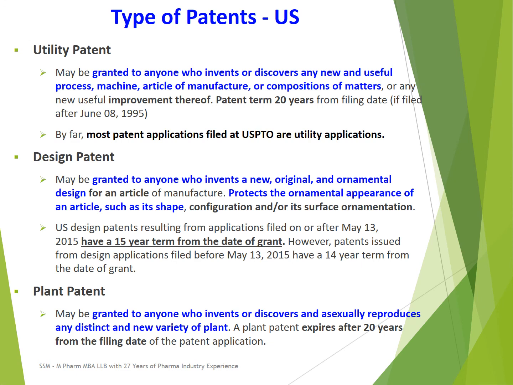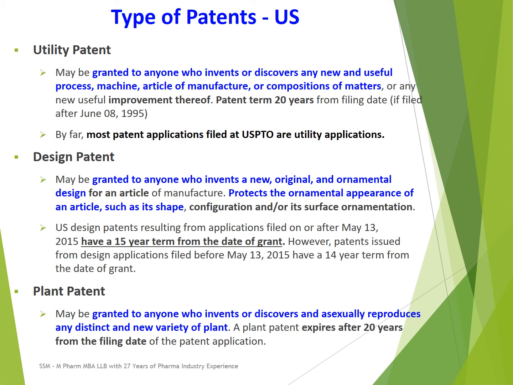So term of utility patent will be 20 years from filing date if the filing date is after June 8, 1995. By far most of patent applications filed at USPTO or US Patent and Trademark Office are utility patent applications. So utility patents are the important ones. Most of the patents filed are utility patents. All pharma patents are basically covered under utility patents. So pharma patent under utility patent, you can claim either as a process patent or formulation patent, composition patent, product patent, which is usually called composition of matter patent.